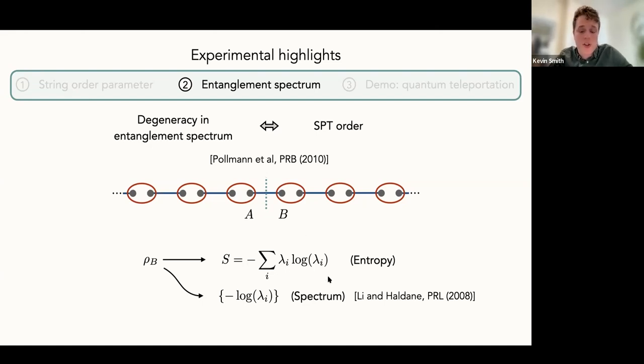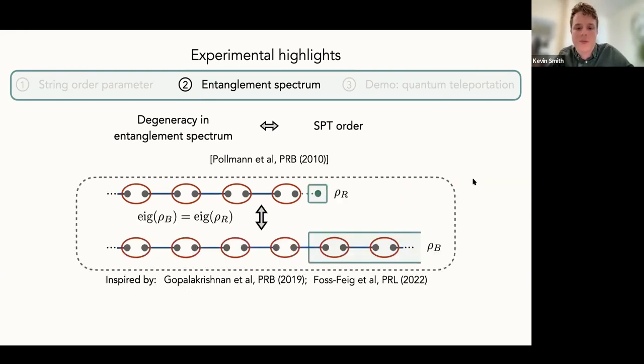What the spectrum refers to are just the eigenvalues themselves, or more technically, it's the negative of the log of the eigenvalues, but nonetheless, the reason this is interesting to look at is because it really provides a bit more information than the entanglement entropy. In particular, for SPT order, it's expected that you'll always find a degeneracy in the entanglement spectrum. So we set out to see if we could actually observe this on an IBM device.